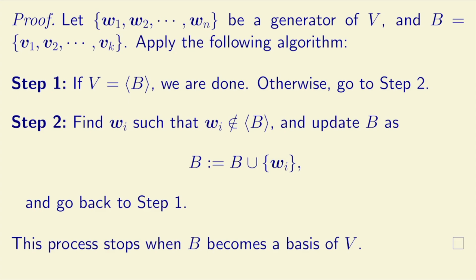In step 1, we check if B spans the entire space V. If it does, then we are done. Otherwise, go to step 2, and we repeat this over and over again until eventually this holds. So at that point, B is a basis of the vector space V.